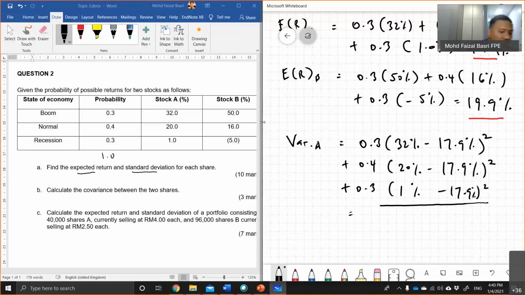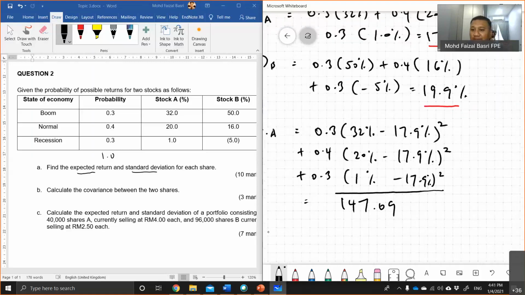1.47. If you do it manually using calculators, you might get this value, 147.09. This is what I get from my calculator. But if you want to convert it to percentage, for variance you divide this figure by 100, instead of multiplying by 100 to get percentage. So you get 1.47 percent.